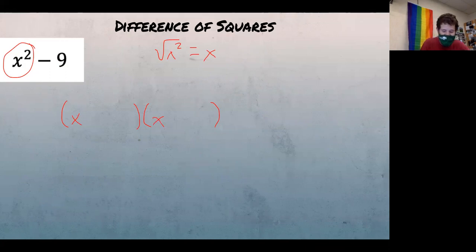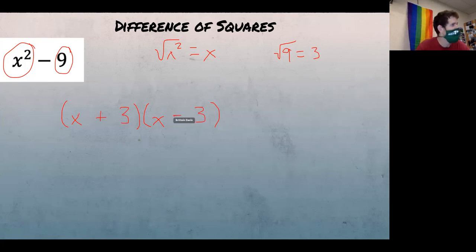And then I want to take the second number. I'm not worried about the negative in this case. I want to take the second number and take the square root of that. So the square root of 9 is 3. I want to put that second for each factor. And then from there, I just need a positive and a negative. It doesn't matter the order. I could put the subtraction first. I could put the addition first.